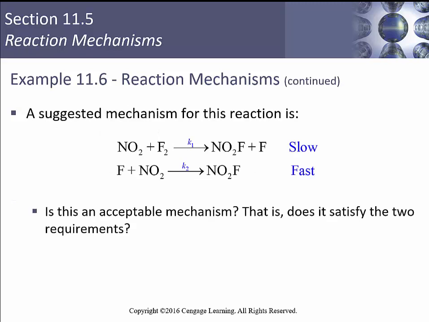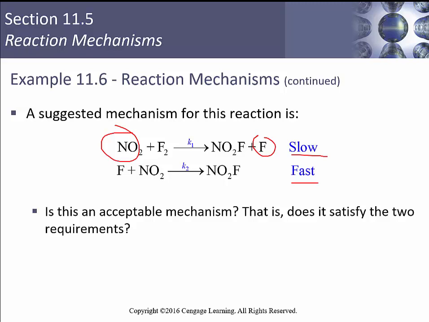So we've got 2 proposed steps, where k1 is going to be a slow step, and k2 will be fast. So our NO2 reacts with F2 to give us NO2F and an F over here by itself. This F is going to be able to react with another one of these NO2 molecules that's floating around. So once we've got this F by itself, it's able to react with an NO2 relatively quickly to give us our product NO2F. Is this an acceptable mechanism?